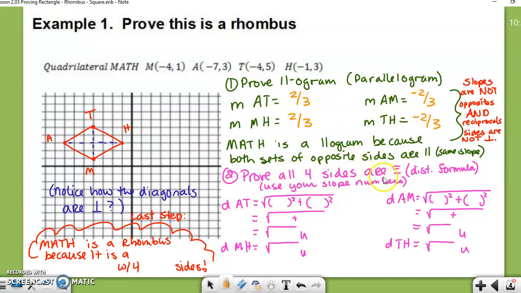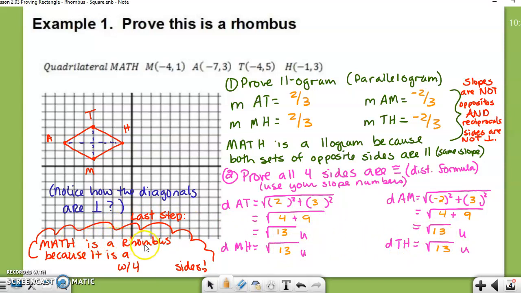Now I'm going to prove all 4 sides are congruent. So I'm looking at my slope numbers. I'm going to look at AT, and I'm going to drop in my 2 and my 3. I actually have my rise and then my run, but remember I discussed it didn't matter. 4 plus 9, 13 units, square root of 13 units. Well, I know the MH has the same slope, so it's going to also be square root of 13 units. When I look at AM, I've got a -2 and a +3. Still comes out to 4 plus 9. Still 13, square root 13 units. And TH has the same slope, so it's going to be the same. So I'm making my observation here that all four sides are the square root of 13 units.